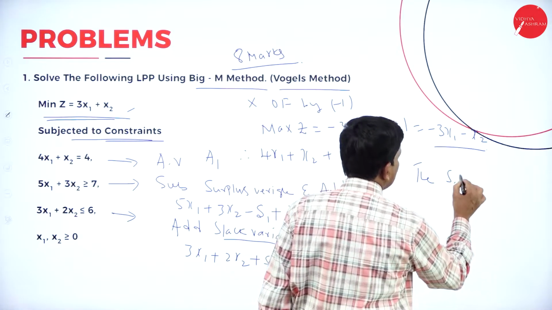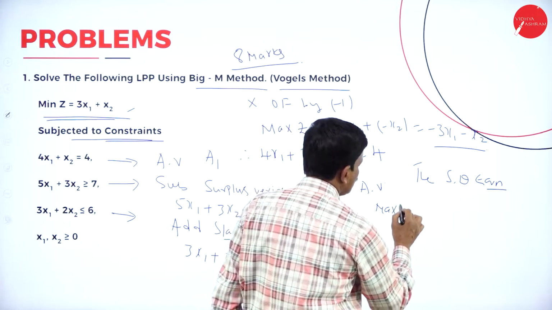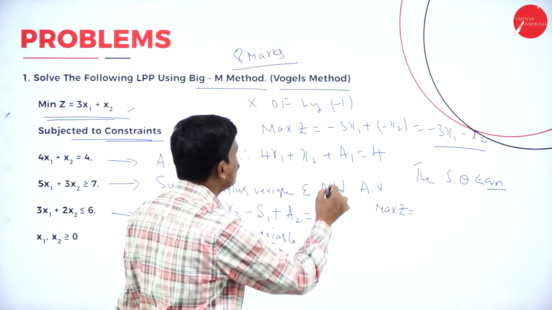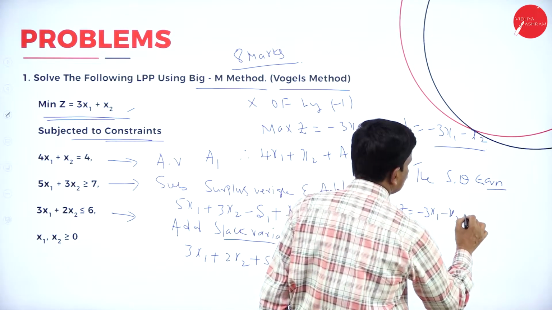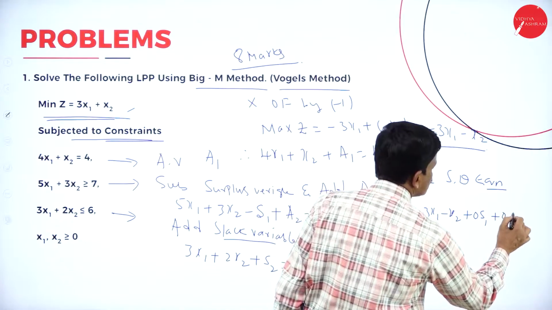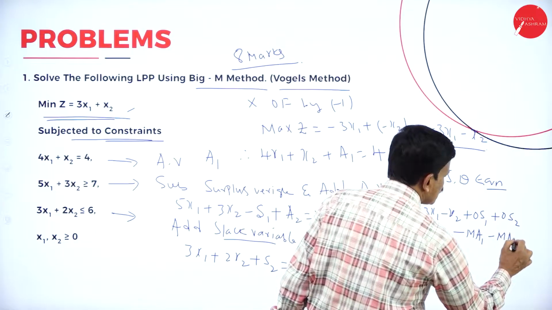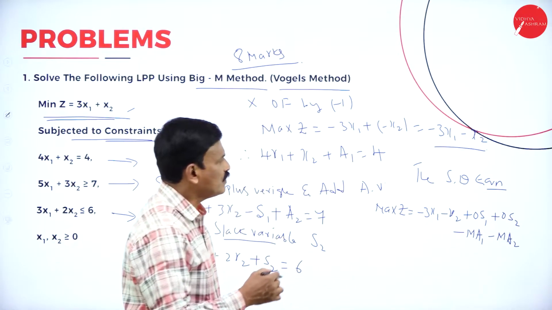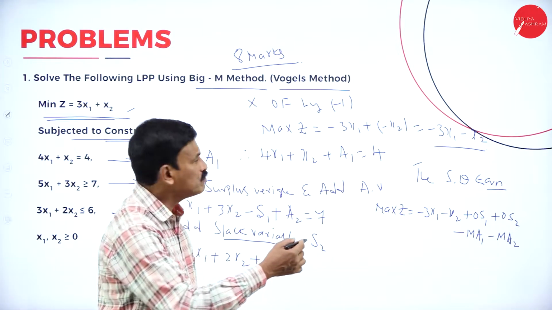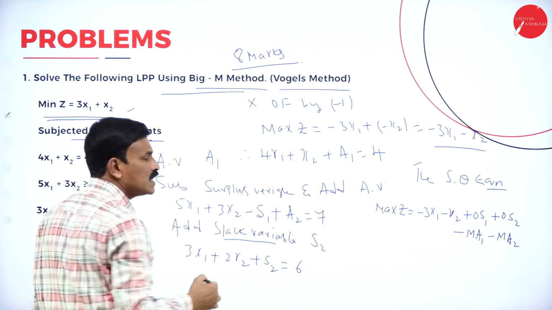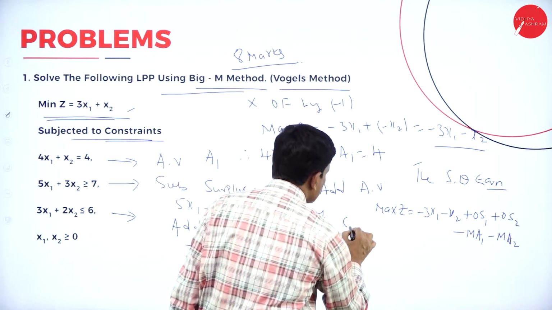Therefore the standard equation is: maximize z = -3x1 - x2 + 0s1 + 0s2 - M a1 - M a2. For the slack variable, surplus variable and artificial variable, we have taken minus M because the method itself is the Big M method. Now subject to the constraints, what are the constraints?